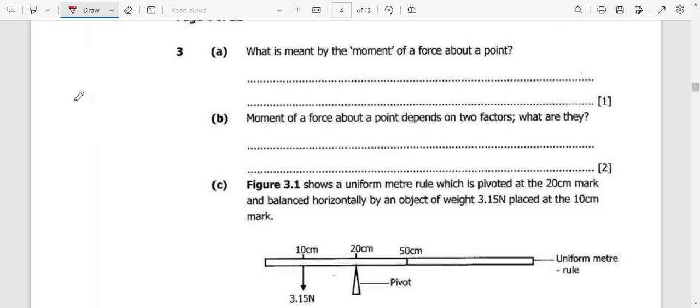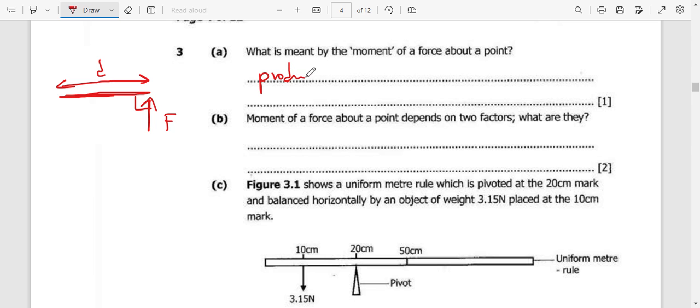So when you're talking about moment of a force, let's say you have got something like this. You have got a distance here. This is the distance d. Now you push this thing with a certain force. You are pushing it at 90 degrees, you shouldn't push like this. Push it at 90 degrees to the distance. So moment is the product of a force and the perpendicular distance.